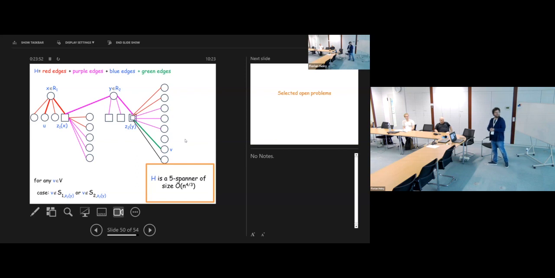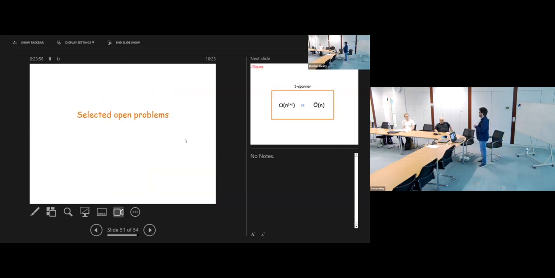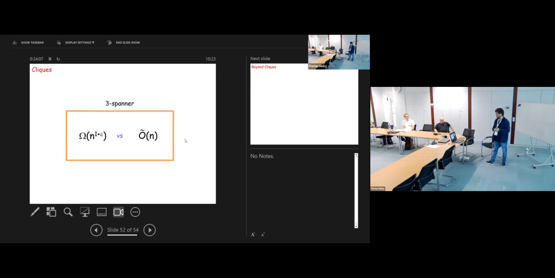Okay, so this concludes the technical part. Let me move to the last part, the final one. I would like to give you two selected open problems. The first one concerns cliques, temporal cliques. This is a problem that it would be really nice to solve, for me.